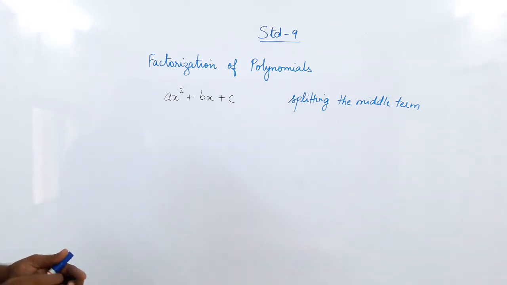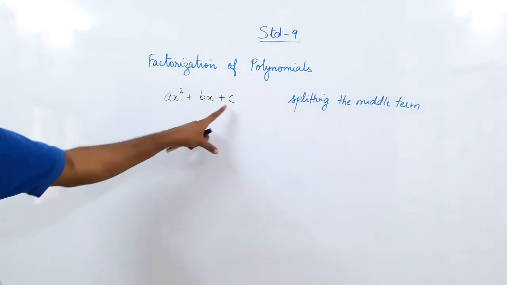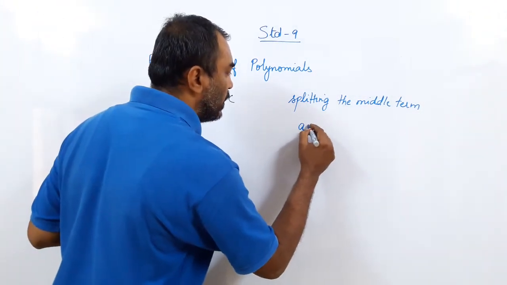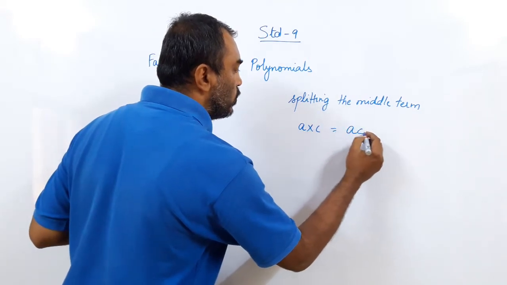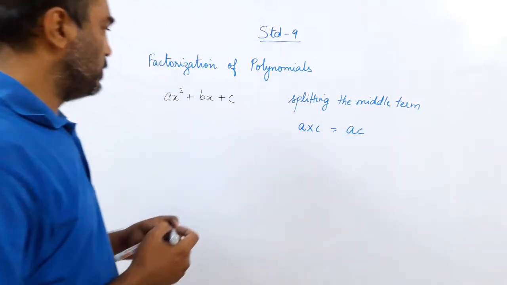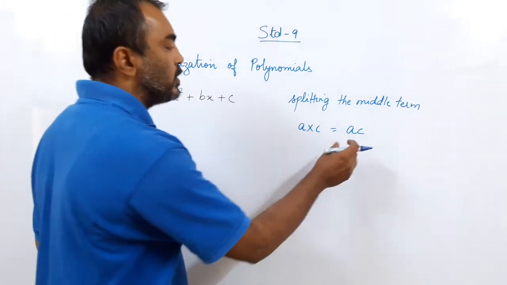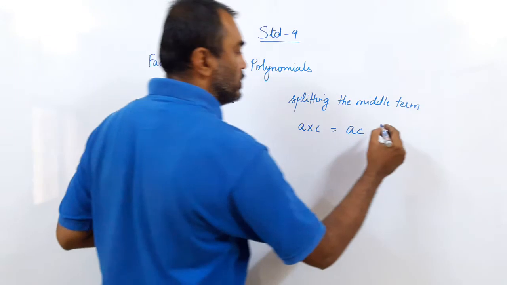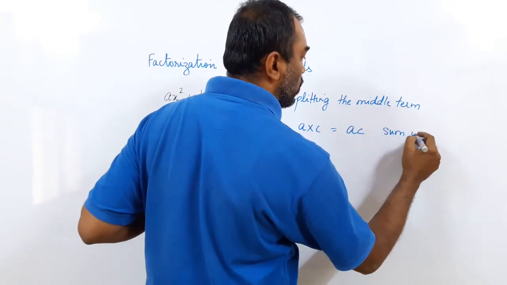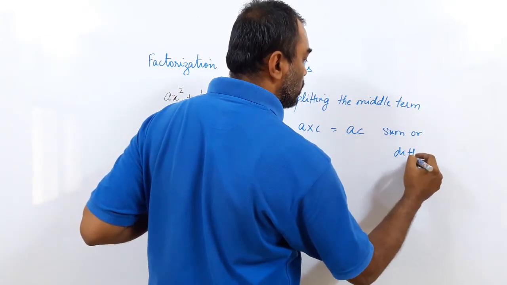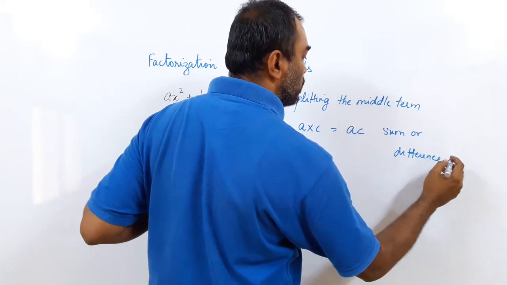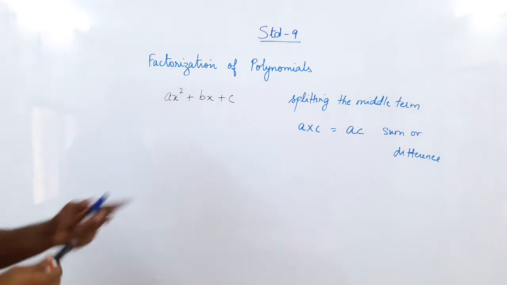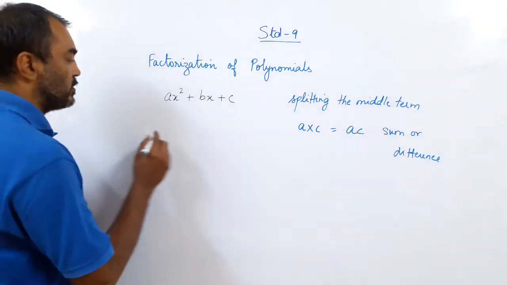Now, what you have to do is take the numbers a and c. You have to multiply a and c, so you get ac. Now we have to find two factors of this whose sum or difference gives b. Okay? When I write the sum on the board, you will realize. So let us write the sum.